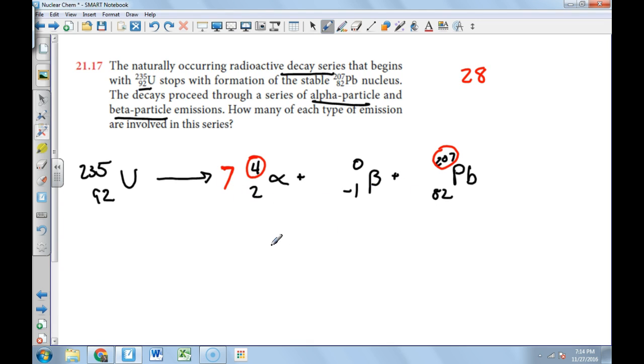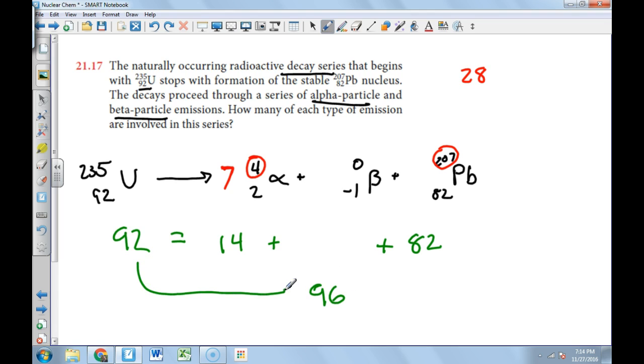But now the bottoms all have to add up. So this is 92, which has to equal 14 plus something plus 82. Well, 14 plus 82 is 96. So this has to be 4 less. Somehow these two have to equal each other. So this coefficient has to be a 4. It's the only way you're going to get that equal to each other.